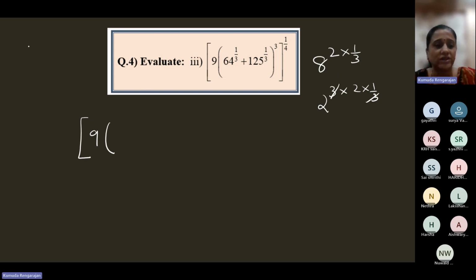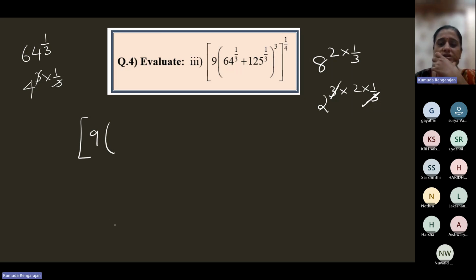Instead, you can get this result straight away. How? 64 to the power 1 by 3, no? 64 is 4 cubed. 4 into 4, 16. 16 4s are 64. So if you write it as 4 cubed into 1 by 3, you'll directly get that 4. If you write 8 square, you're not wrong. You can't cancel because you have a 2 and 3. So you need to take one more step. You need to write 8 as 2 cubed, 2 into 2 into 2, and then this 2 into 1 by 3. Then 3 and 3 cancels. 2 square is 4.